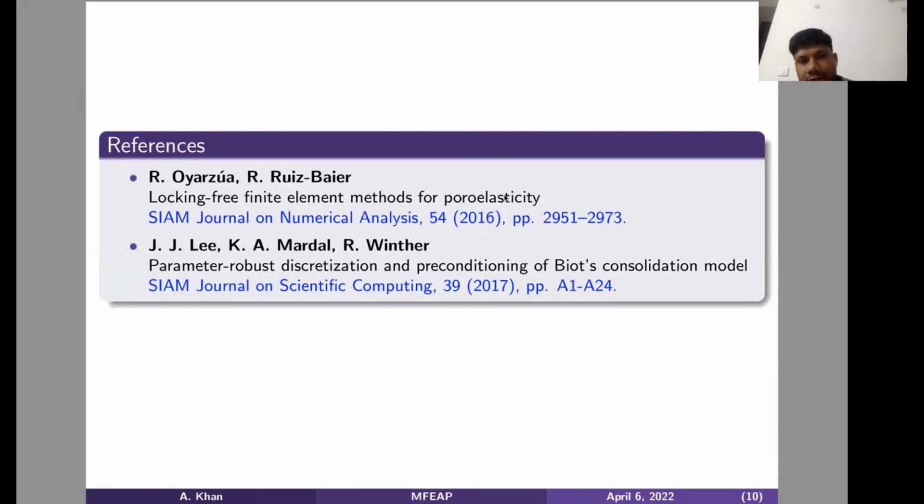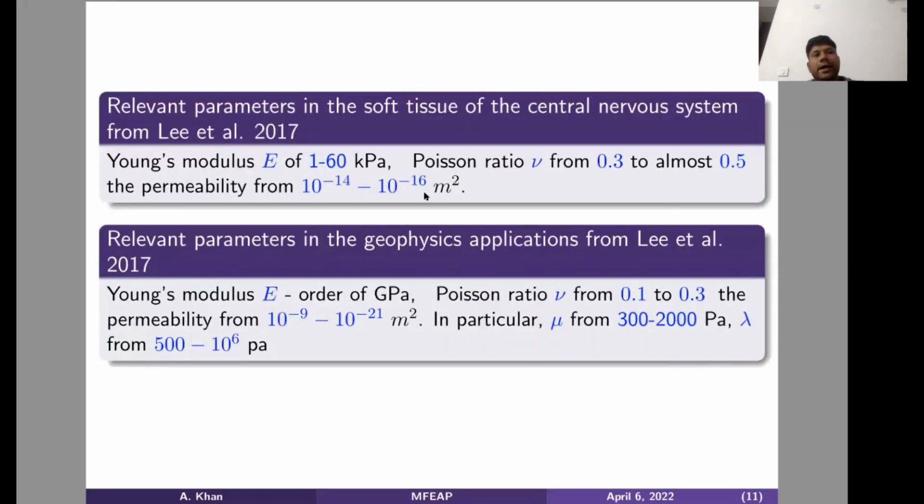There are two references. The first is where they discuss the a priori analysis for poroelasticity, and the second is where we discuss the solver for the deterministic Biot consolidation model. Here there are two applications where we see the ranges of the Young modulus, Poisson ratio, and permeability. The Young modulus varies from 1 to 68 in the soft tissue of the central nervous system, the Poisson ratio varies from 0.3 to almost 0.5, and permeability from 10 to the power minus 14 to 10 to the power minus 16.